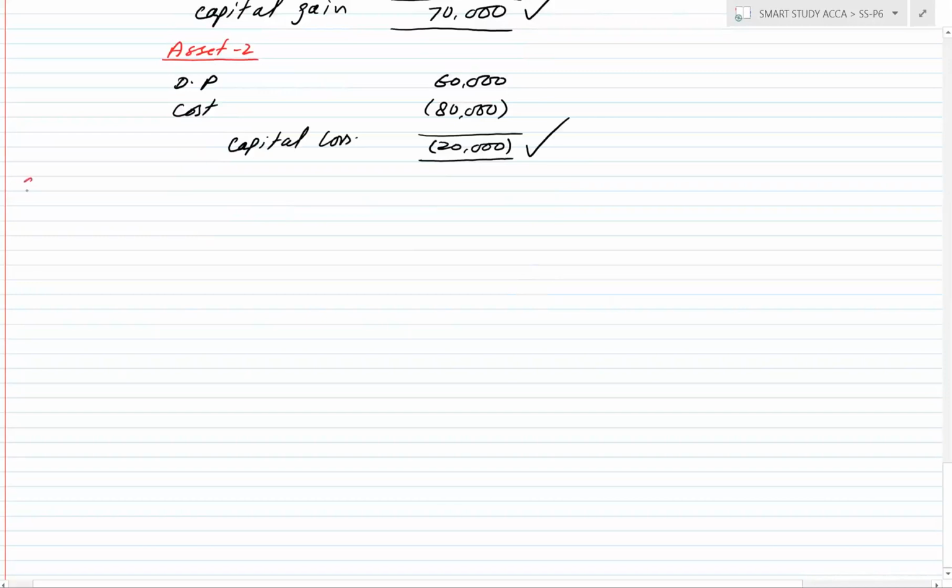The next topic is capital gains tax pro forma.